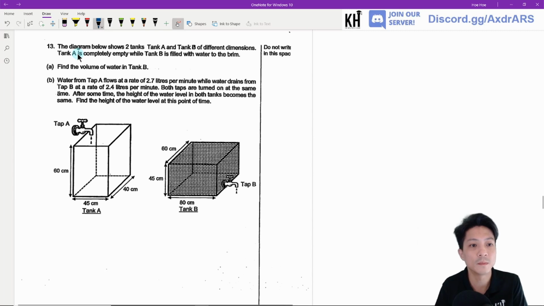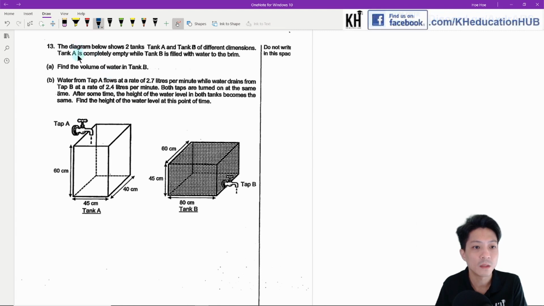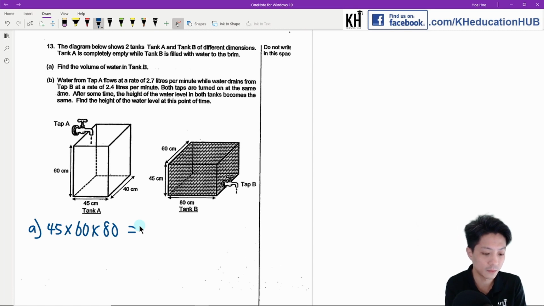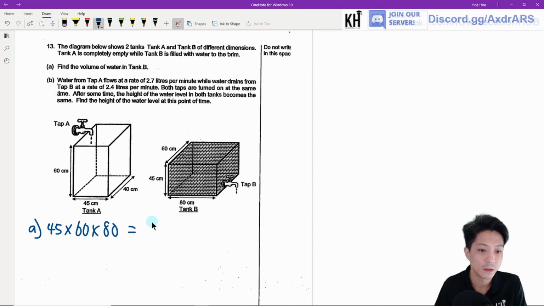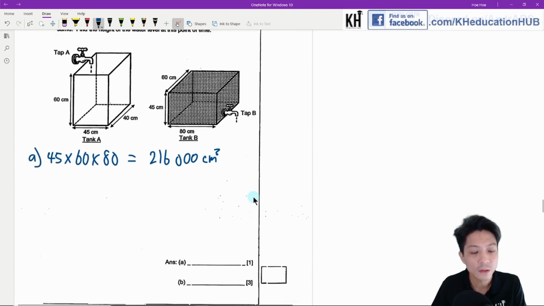Okay, question 13. Diagram below shows two tanks A and B of different dimensions. A is completely empty while B is filled with water to the brim. Find the volume of water in tank B. Okay, so for part A, it is pretty straightforward. Just need to use 45 times 60 times 80. Gonna be 216,000 cubic cm.